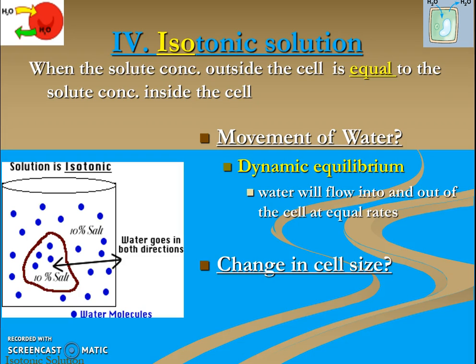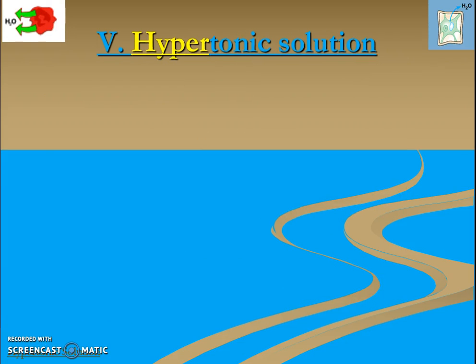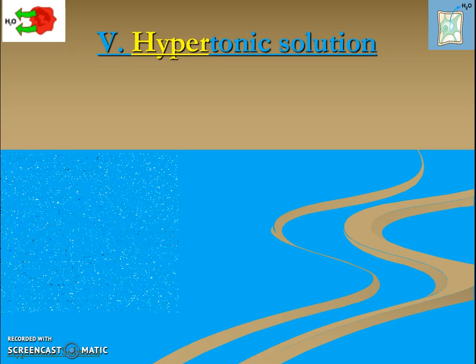And what's going to happen to the cell size? Well, if there's equal amounts of water going in and equal amounts of water going out, is the cell really going to change size? No, the cell size will remain the same. So that's our second situation. Let's go on to the third situation. Hypertonic, which we call hyper. Hyper people tend to be what size? Small. That's going to help you remember.